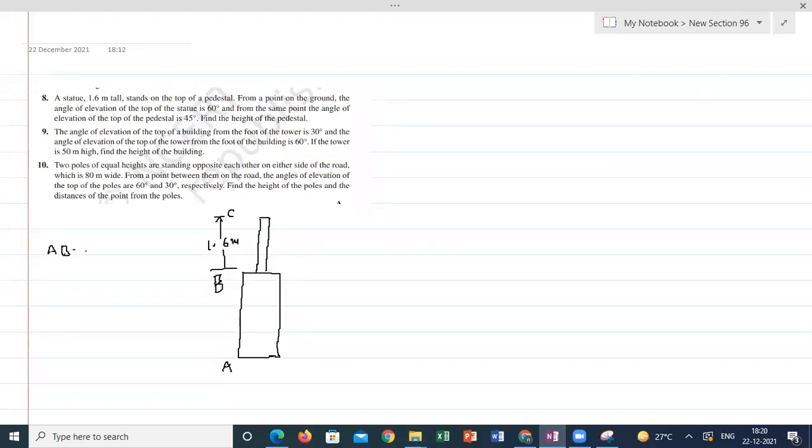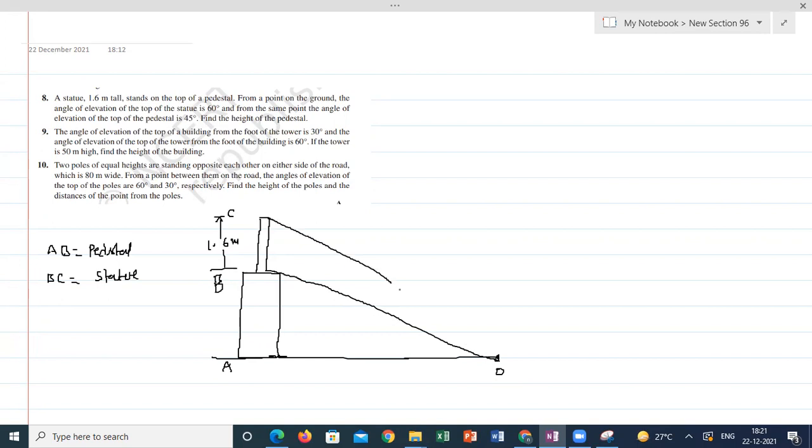So AB is the pedestal, BC is the statue, and there is a point on the ground, and that is observation point O. It is observing the top of the pedestal, that is nothing but the bottom of the statue, and the top of the statue. From a point on the ground, the angle of elevation of the top of the statue is 60 degrees. At the same point, the angle of elevation of the top of the pedestal, that is the bottom of the statue, is 45 degrees. And he is asking us to calculate the AB value.